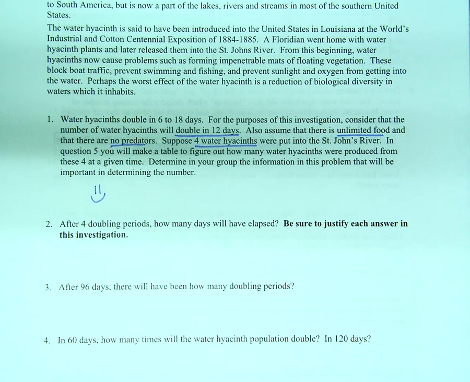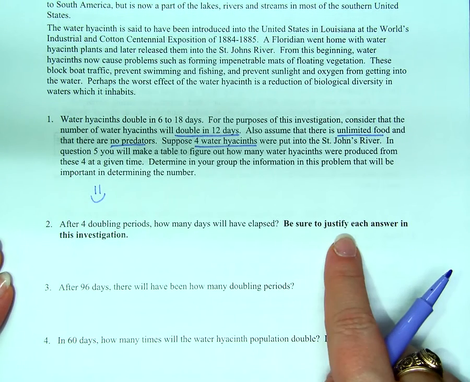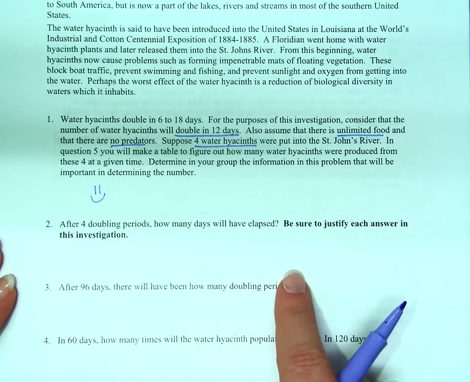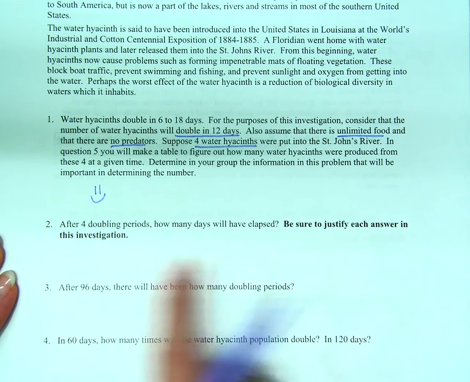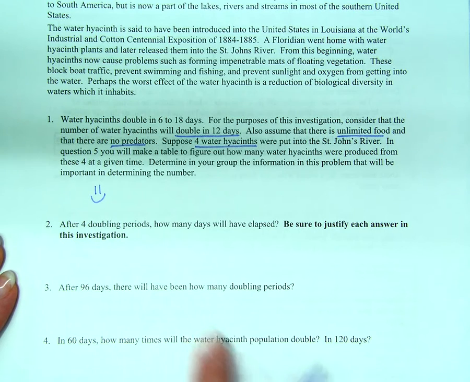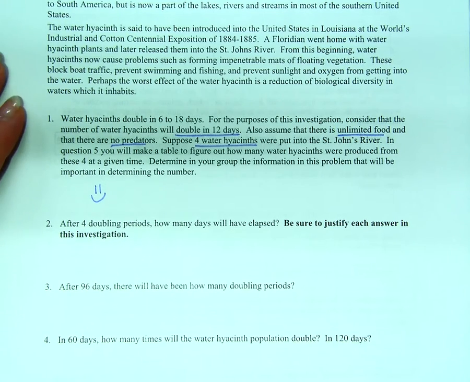Okay. All right, number two, after four doubling periods, how many days will have elapsed? Be sure to justify each answer. So first of all, it's telling you to justify your answer about how many after four doubling periods. But second of all, you need to realize that we're justifying every single answer in this worksheet, and it's not going to say justify every time. So we're not going to just ever write an answer. First of all, we don't ever do that anyway, do we? Or we shouldn't, right? Okay, so let's just make sure that we're all on the same page and understanding what I mean by justify your answer.